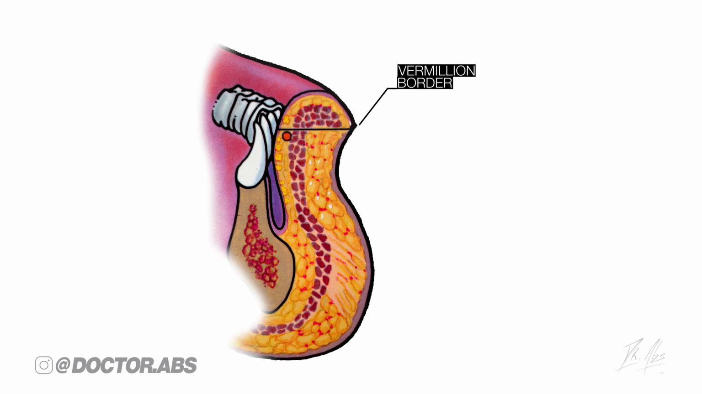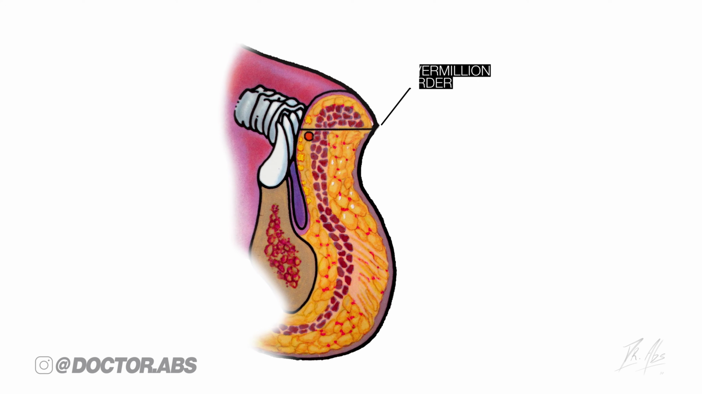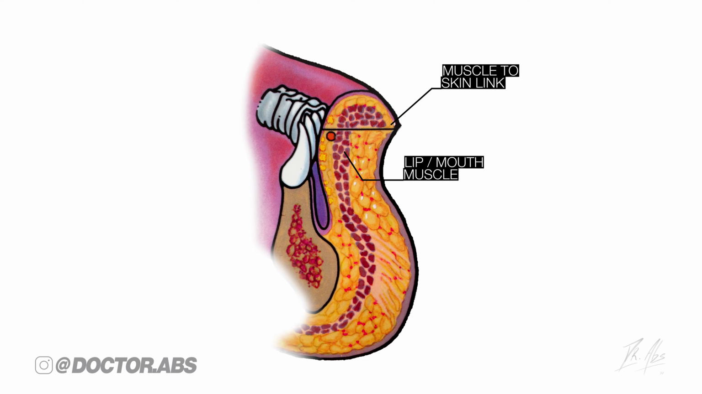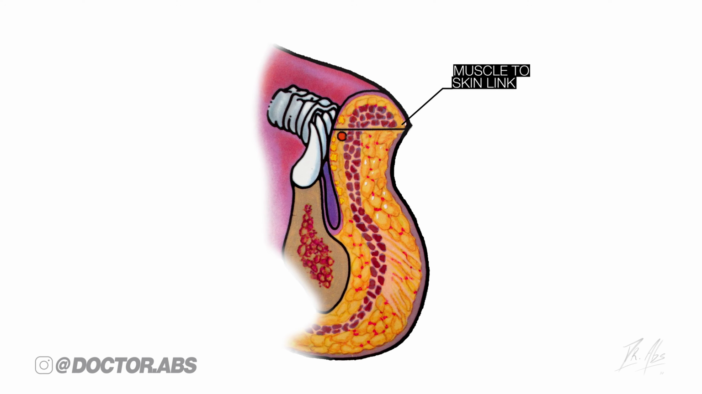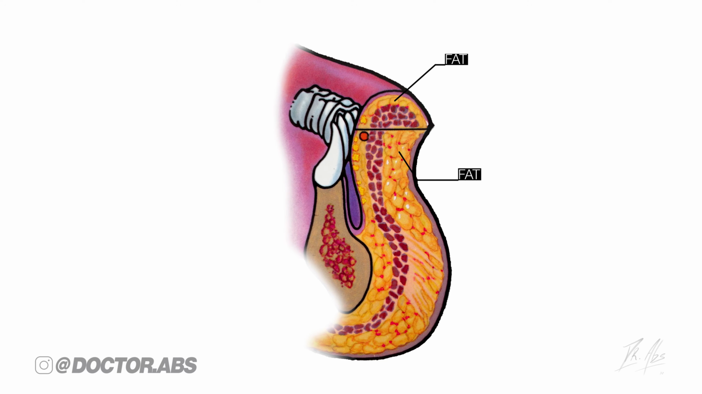The vermilion border is what we're referring to here. In layman's terms, it's the lip edge. What people don't realize is that the lip muscle, or orbicularis oris, inserts itself to this border on the inside. This should tell you there's a sort of separation of fat on either side, above and below.